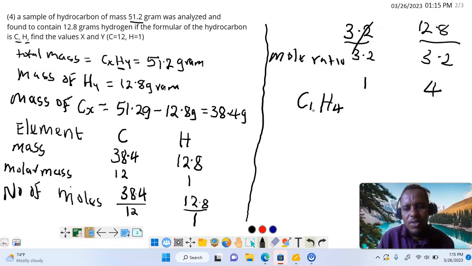So that means the value of x, which was at C in this equation, is equal to 1, and y, which was at H, is equal to 4. So that's how you get the value of x and y.